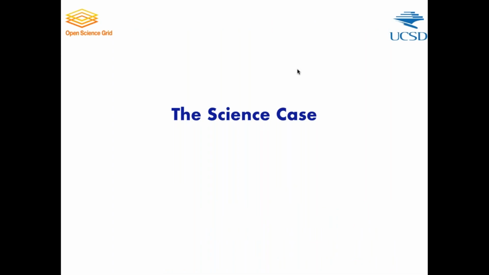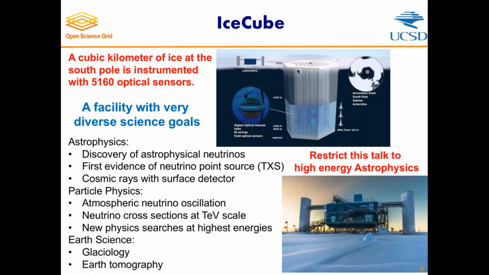So let's switch to the science. I'm going to explain to you what IceCube is and why IceCube needs GPUs. IceCube is a cubic kilometer of ice at the South Pole, instrumented with 5,160 optical sensors. I want to draw your attention to the top diagram here. What you see here is the counting house, which you also see an actual picture of at the bottom here.